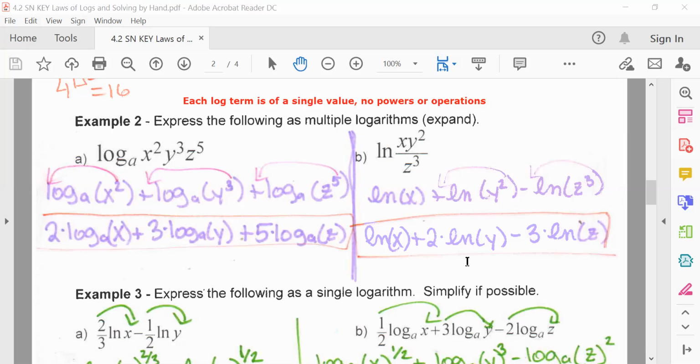Then we do the same idea with the coefficients. This first natural log doesn't have one, plus this 2, this squared on the y, comes out in front and becomes a coefficient, minus the natural log z to the third, the 3 on the z comes out as a coefficient. So this whole thing at the bottom, these 3 terms, 2 added and then the third subtracted, are your final answer here. Any questions on this?